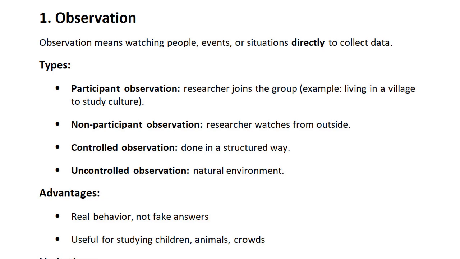Now, what are the different types of observations? One is participant observation, in which the researcher joins the group. For example, living in a village to study the village culture. Another is non-participant observation. That is, the researcher watches from outside. The third type of observation is the controlled, which is done in a structured way. And the fourth is the uncontrolled observation, which happens in a natural environment.